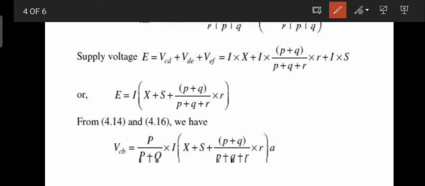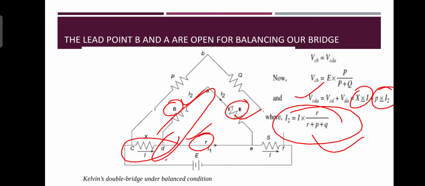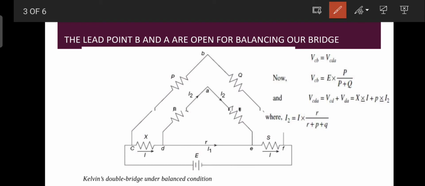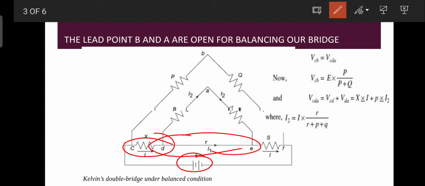So now the supply voltage is equal to the total voltage, VCD plus VDE plus VEF. Let me erase. So total voltage is equal to VCD plus VDE plus VEF. The voltage across CD is equal to I into X, the voltage across DE is equal to I1 into R, and the voltage across EF is equal to S into I.